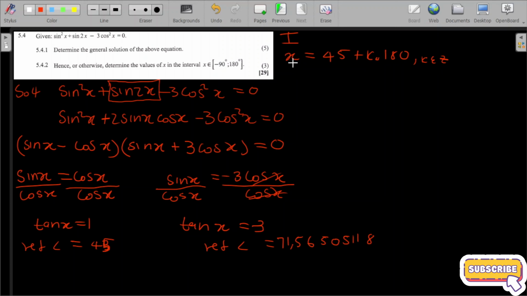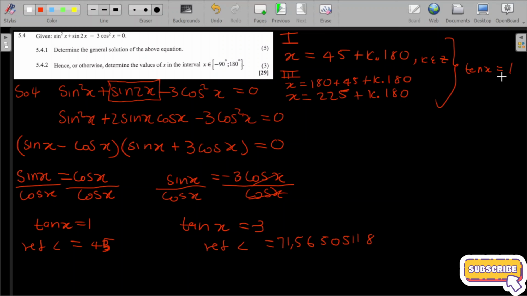Now, tan is also positive on where? On the third quadrant. So what do we get on the third quadrant? We get 180 plus 45 and then plus k times 180. So this is 180 plus 45, we're going to get 225 plus k times 180. This is the general solution where tan x was equal to 1.